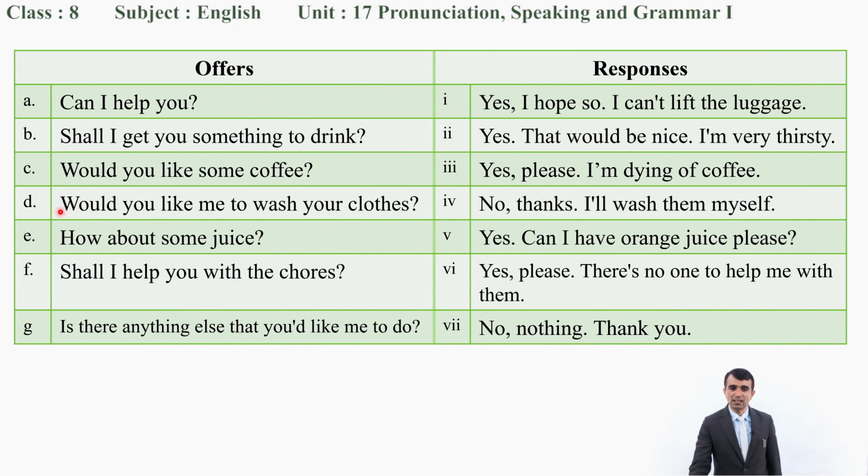In pairs. In D, A can say, would you like me to wash your clothes? And the response is, no thanks, I'll wash them myself. E, how about some juice? Response, yes, can I have orange juice please? F, shall I help you with the chores? And respond, yes please, there is no one to help me with them. And the last one, is there anything else that you'd like me to do? And the response is, no, nothing, thank you.